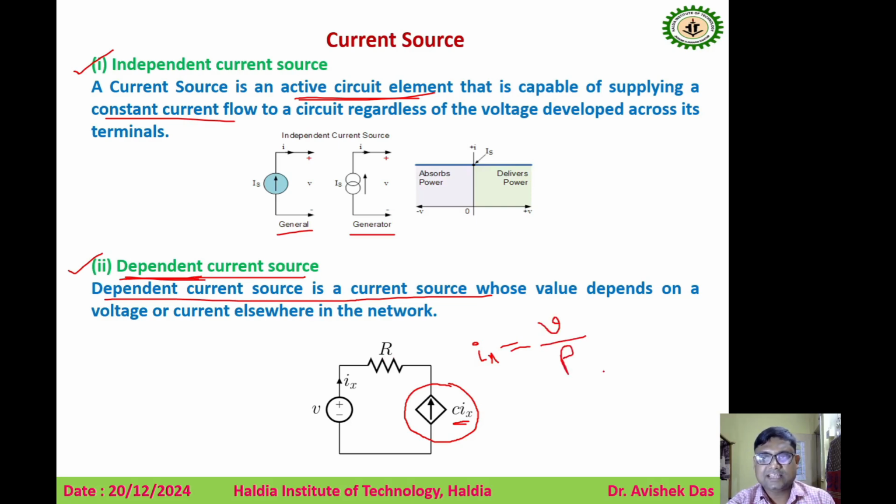Now if you change the resistance of this network, then this Ix value will change, and that means the current generated by the dependent current source is also altered, right? So that is why it is called the dependent current source. The current produced by the dependent current source depends on some other circuit or network component. That is why it is called a dependent current source, right?